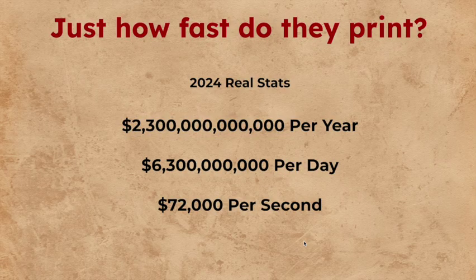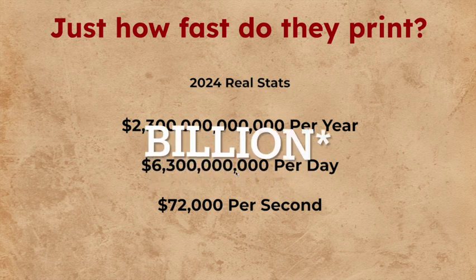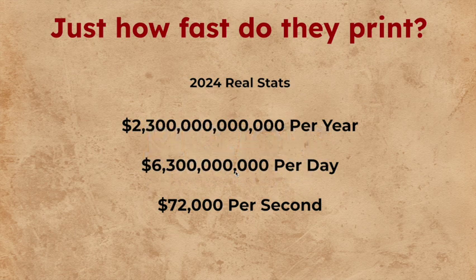And so let's understand just how fast they print this money, right? And these are real stats from 2024. So in 2024, the Federal Reserve printed $2.3 trillion in that year. That equals $6.3 trillion per day, or $72,000 per second.